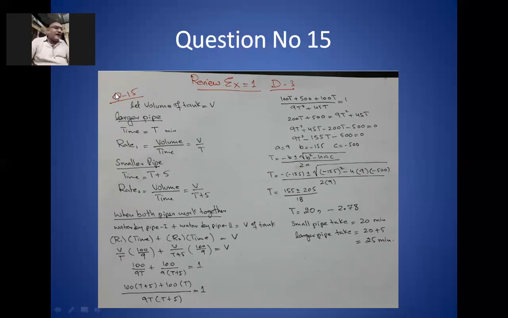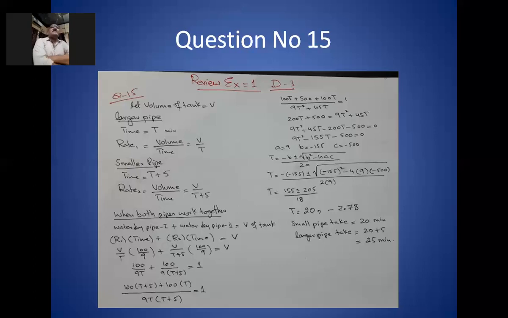So the larger pipe takes time. Suppose it takes T minutes. So the rate of the larger pipe will be volume divided by time. So the rate of flow of the larger pipe, that will be V by T, because we suppose that the tank to be filled has volume V, and the time taken by the larger pipe working alone is T. So the rate of flow of the larger pipe, pipe number 1, will be V by T.